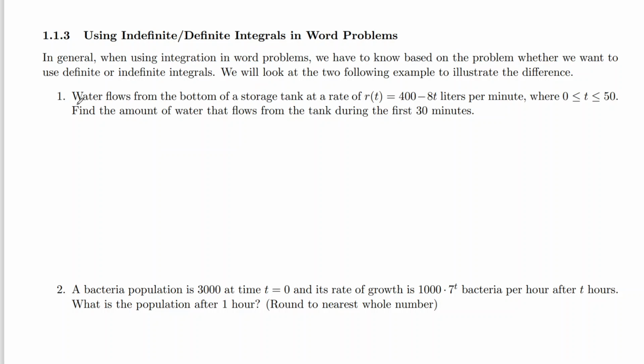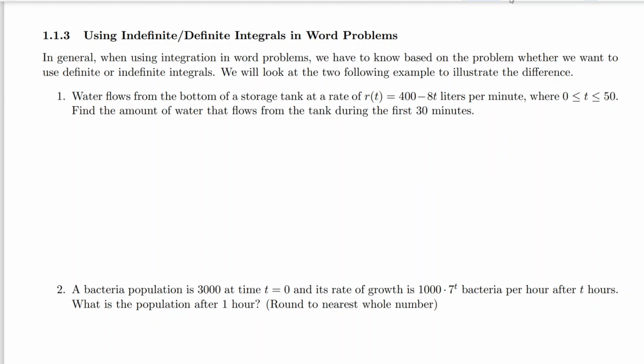All right, so number 1 here says water flows from the bottom of a storage tank at a rate of 400 minus 8t liters per minute, where t is between 0 and 50. The reason they come up with this, if you're unsure, is that at t equals 50 this rate is 0, and we don't want the rate of water flowing out to be negative, because that means it's actually flowing in. Right, and it says find the amount of water that flows from the tank during the first 30 minutes.